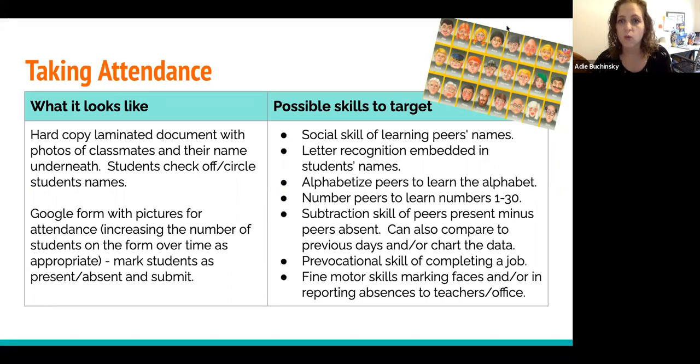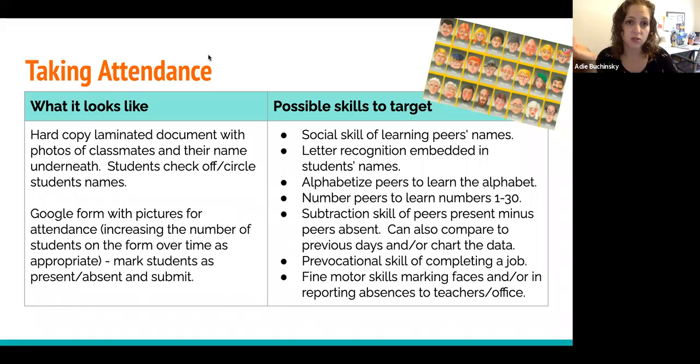And when a student is working on that, some possible IEP goals that could relate are social skills, so learning peers' names, especially at this early point in the school year. There could be some letter recognition practice embedded in the students' names and how they're formatted. The student might be working on alphabetizing peers to learn the sequencing of the alphabet. They might need to number the peers, how many students are present or absent, to work on some embedded number practice. They could create subtraction problems out of the number of students in the class minus the number of students who are absent, and they could be charting that information over time.